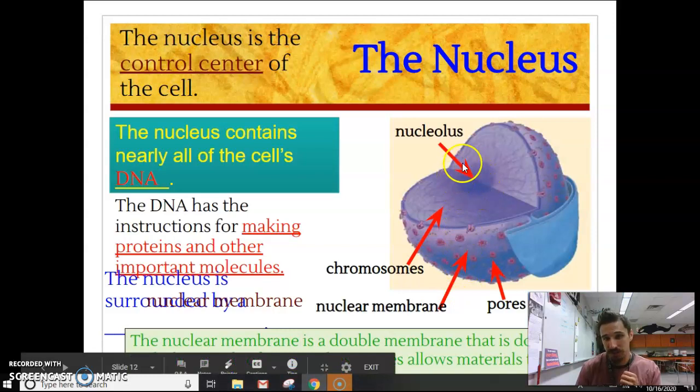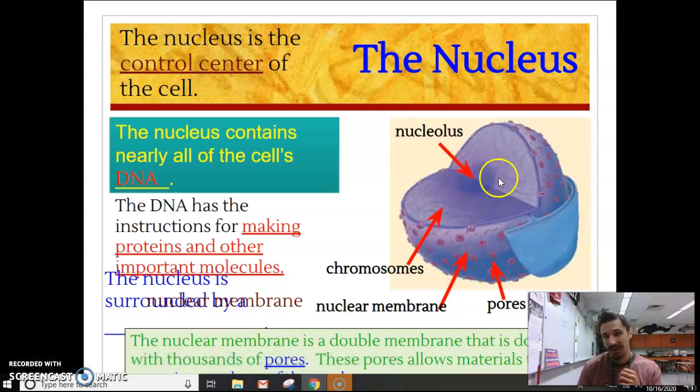Now, there's this really dark spot in the middle. Very dark spot. Kind of looks like a bunch of chromosomes, right? All jumbled together, but it's not. It's a very dense central region inside the nucleus called the nucleolus. And we're going to talk just about what the nucleolus does.